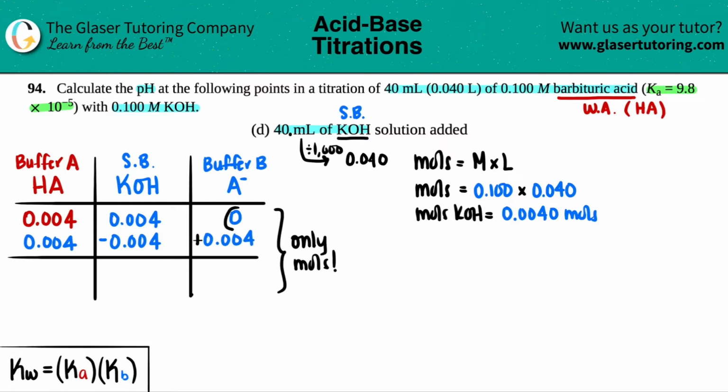And remember, there's no such thing as a negative amount of moles. So if you started off with nothing, you can only go up from there. So 0 plus 0.004 is 0.004 moles of the buffer base.